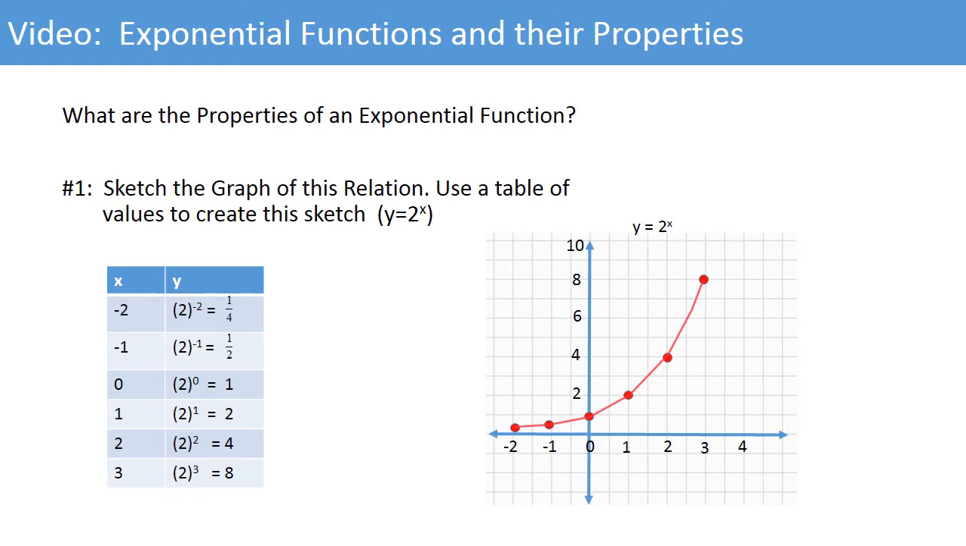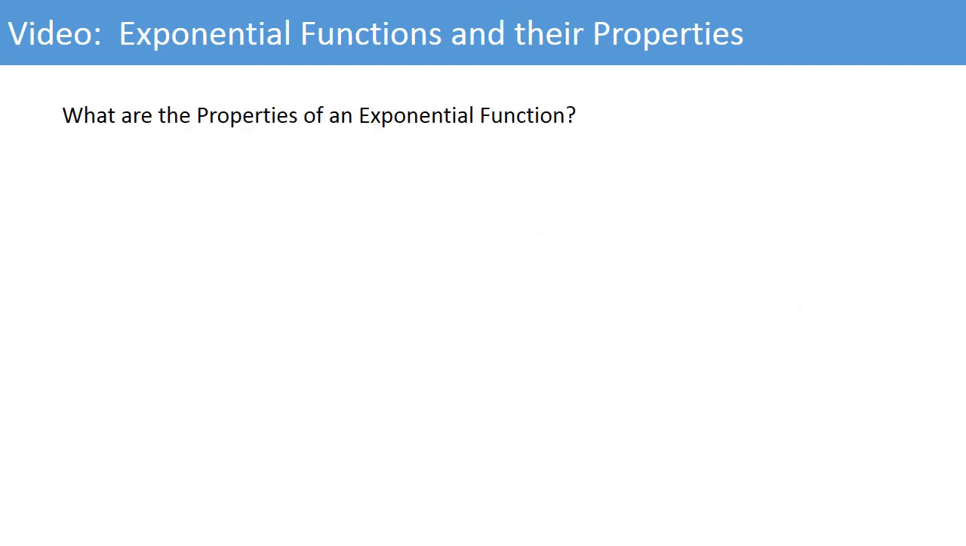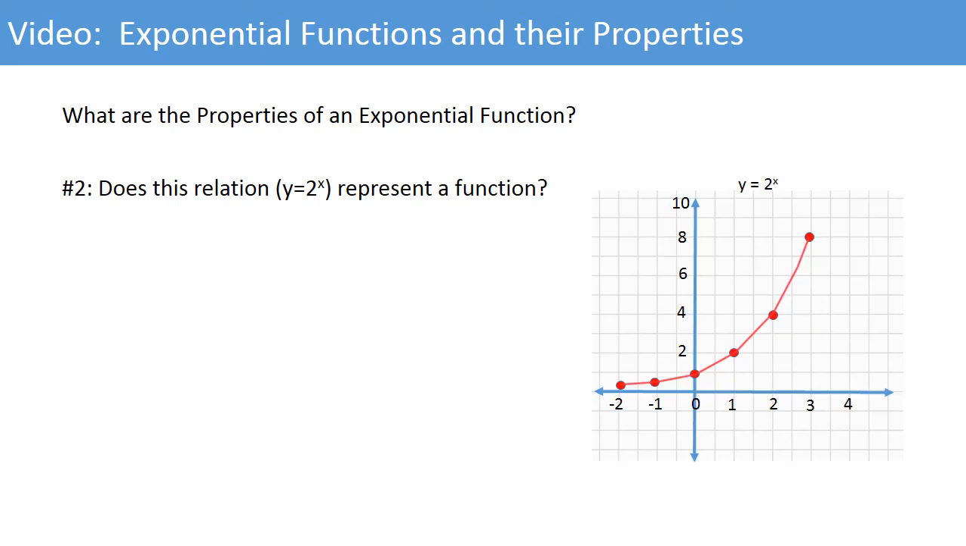Now our table of values, and what we'll do in this step now is we'll connect the dots, and you will see that our graph starts off slowly increasing and then rapidly increasing as it continues. The next property, property number 2, is this relation y equals 2^x a function? Does the relation represent a function?